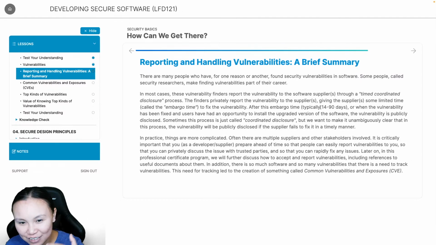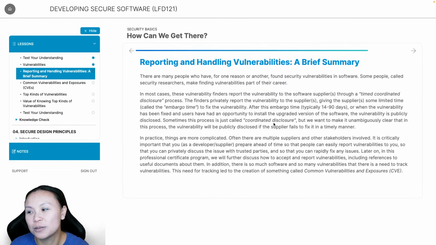After a time, it will be announced, so everybody knows that this software has a vulnerability. Users would then have the option to not use this software. So things are more complicated.